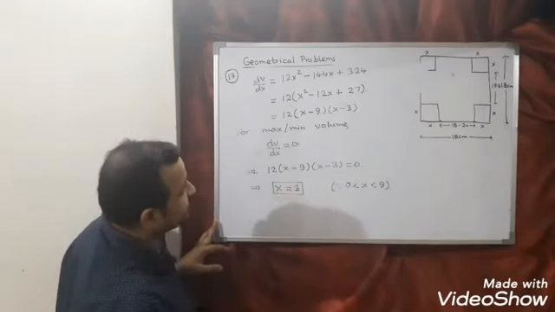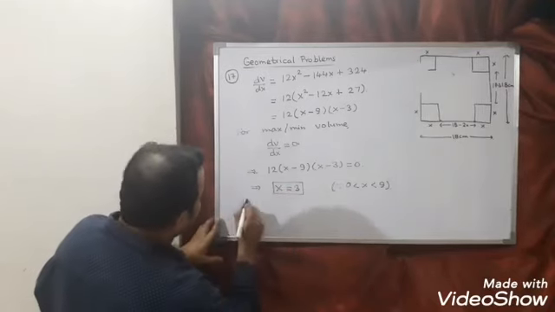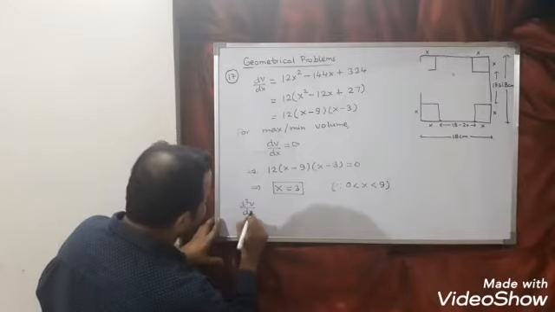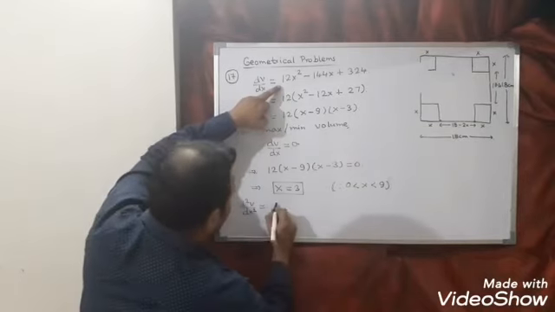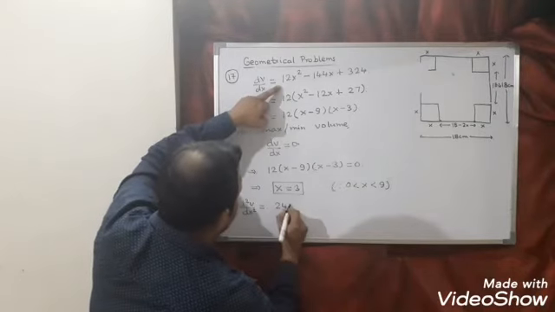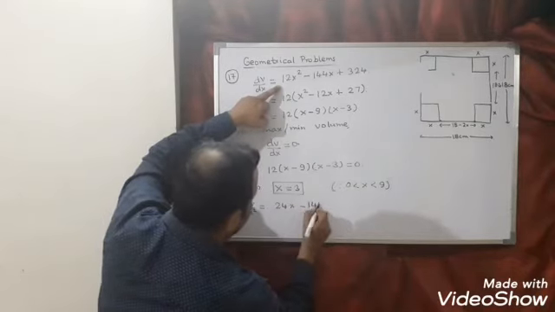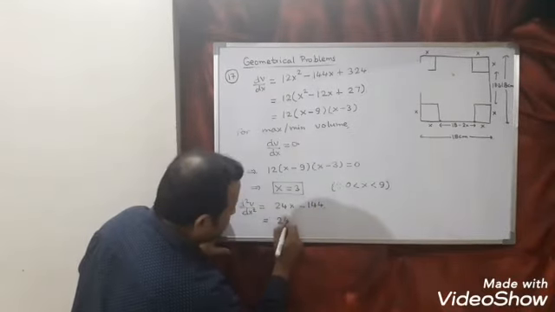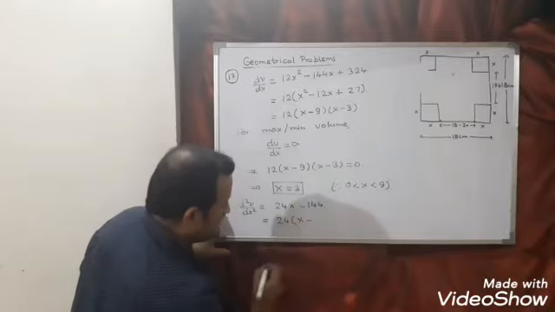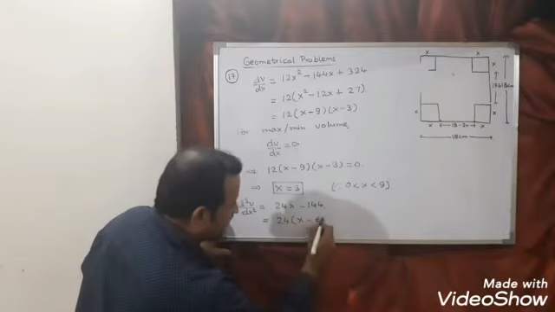Now calculate the second derivative. So here d square V by dx square is equal to, calculate, what will you get? 24x minus 144. Or we can take 24 common, so this is x minus, I think 6 will come.